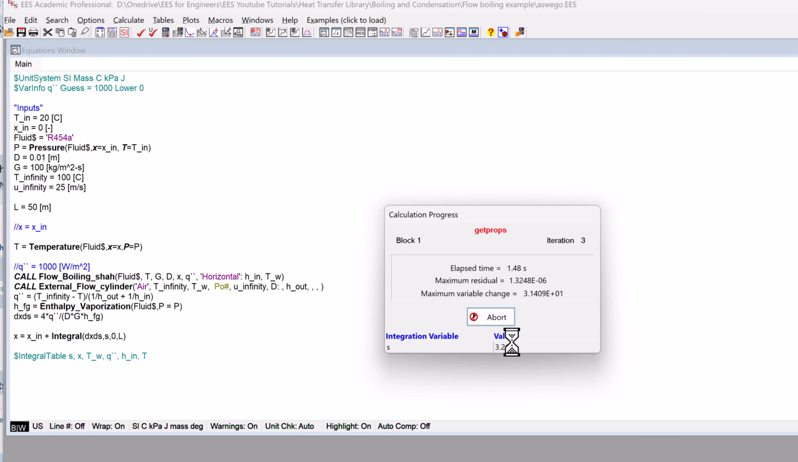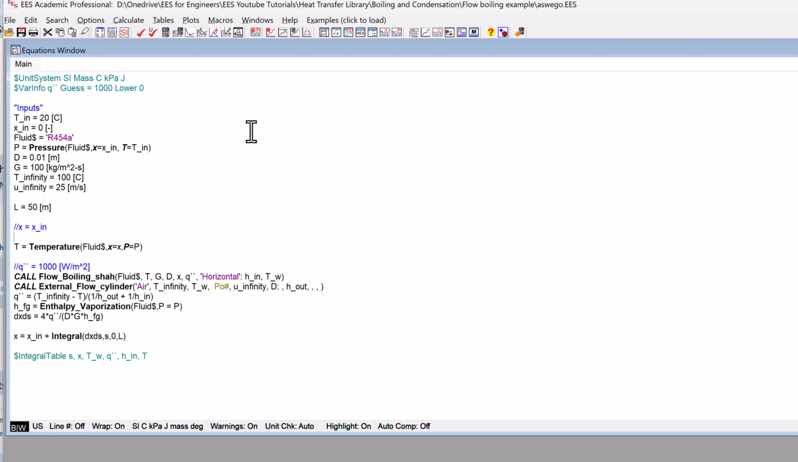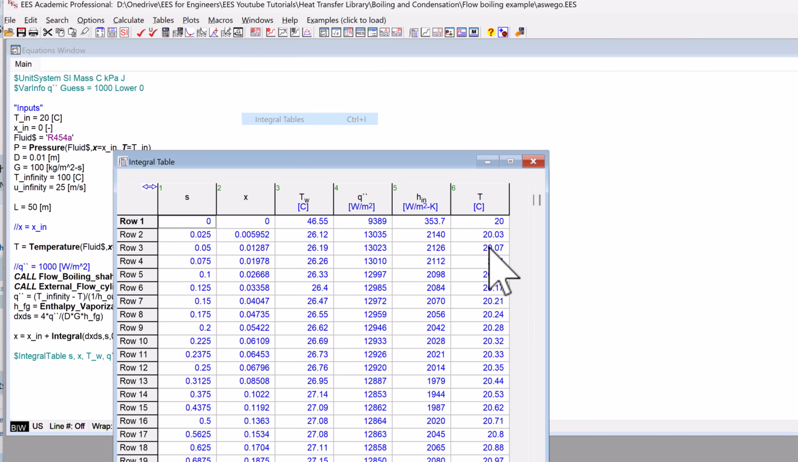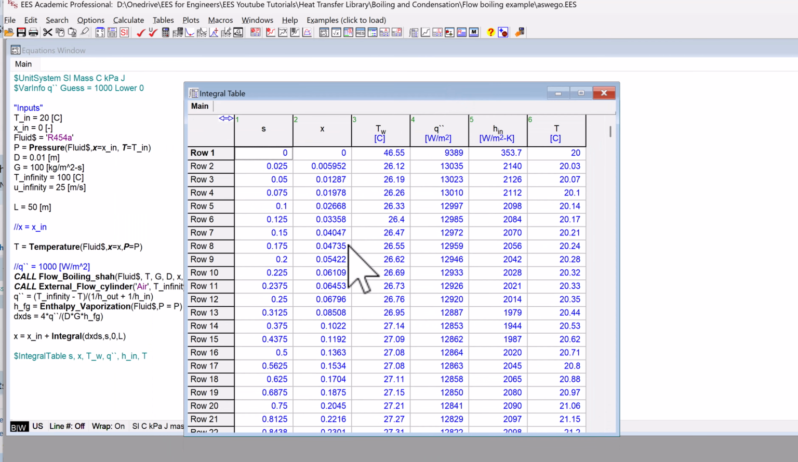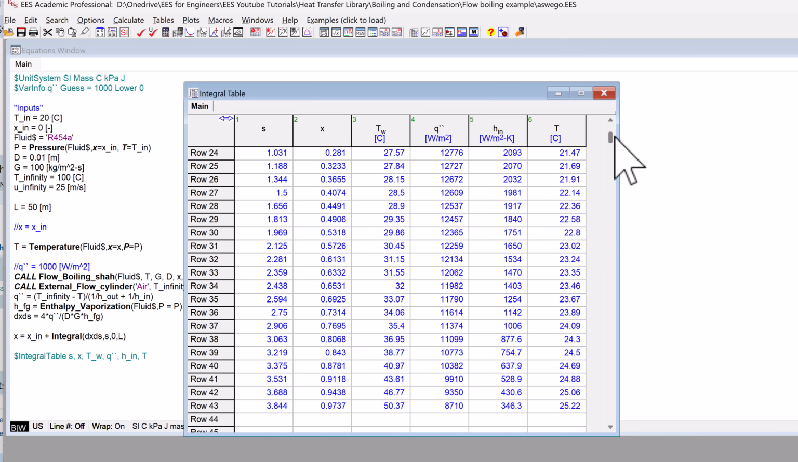You see it runs for a while, and then it gets out of the two-phase region and sort of gets stuck. So let's look at the integral table. So Windows, integral tables, and you can see that it's working pretty well. Quality goes up, and then right about here at 3.8 meters, you can see that we have a problem where we come out of the two-phase region.